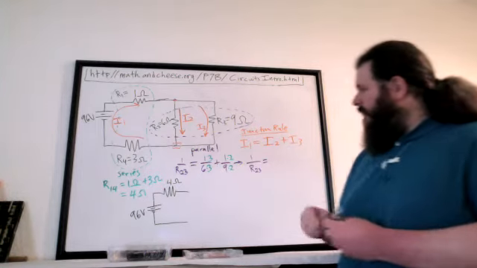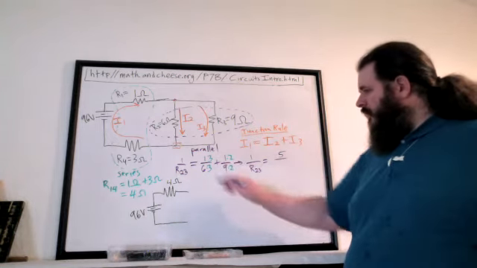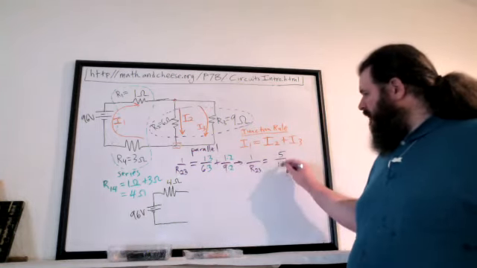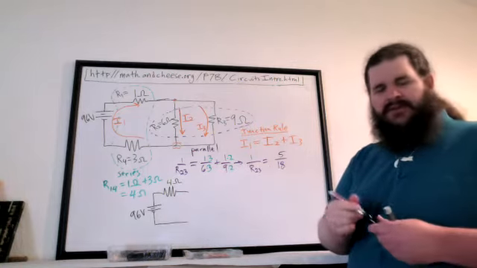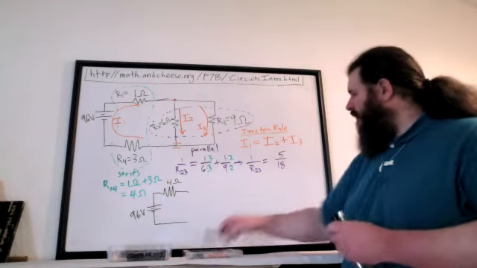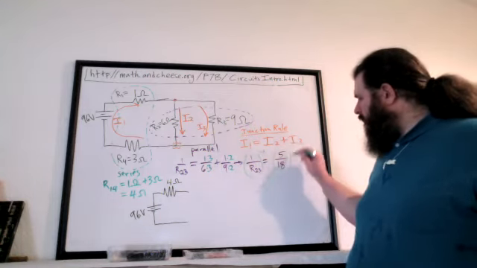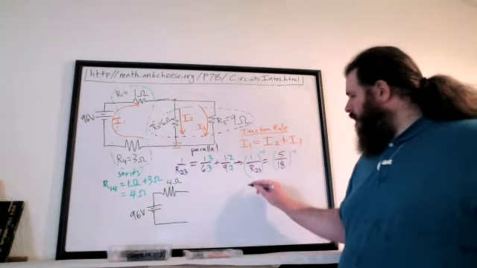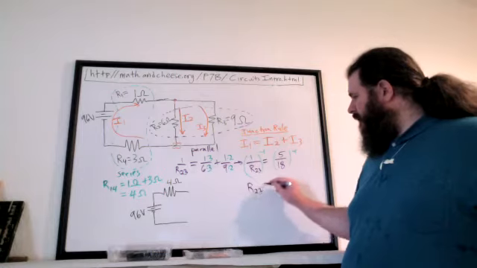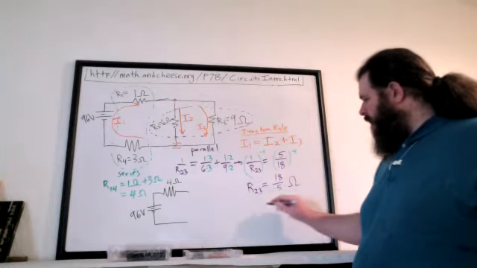So we end up with 3 plus 2 over 6 times 3 or 9 times 2. In both cases, that's 18. And then to actually find R23, we just need to invert both sides. And we get R23 equals 18/5 ohms.